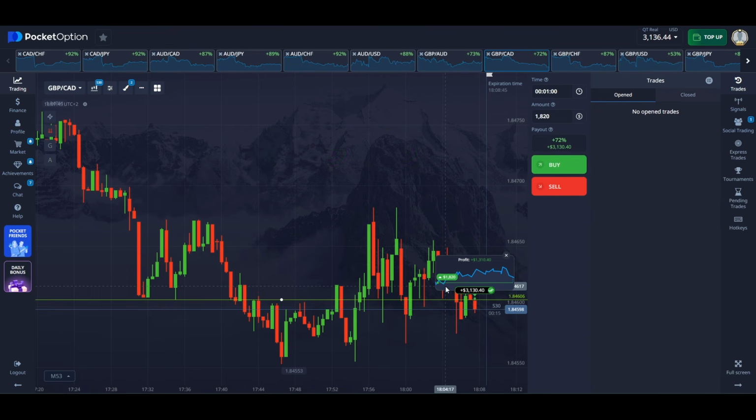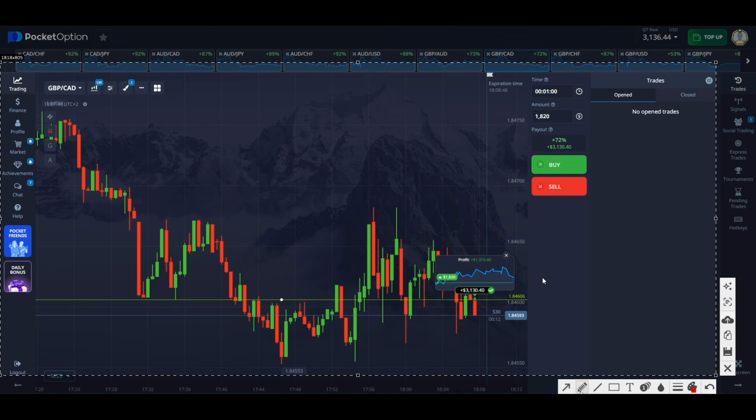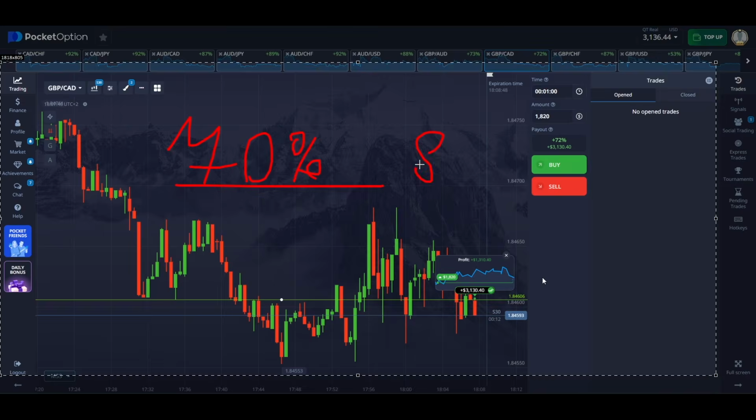Sure, some people might say it's just luck, but that's not really the case. The booster bot has really solid stats, and our team is proud of that. For beginner traders, its success rate is about 70%. For those who already have some experience, it's between 80 and 90% of profitable trades. And that's all with the booster bot.